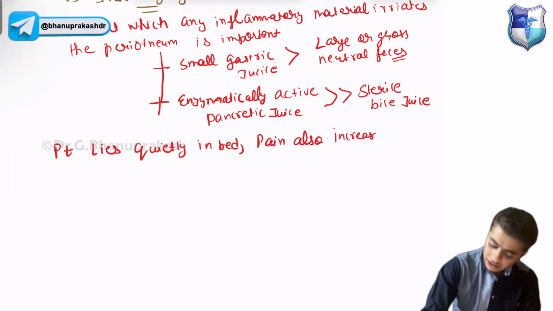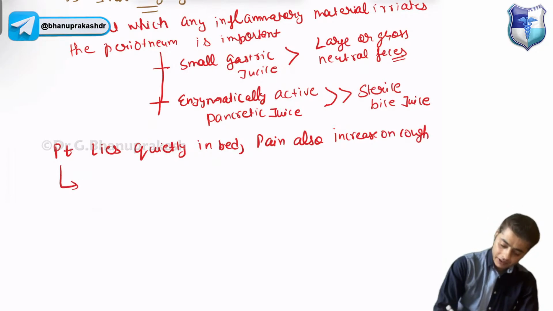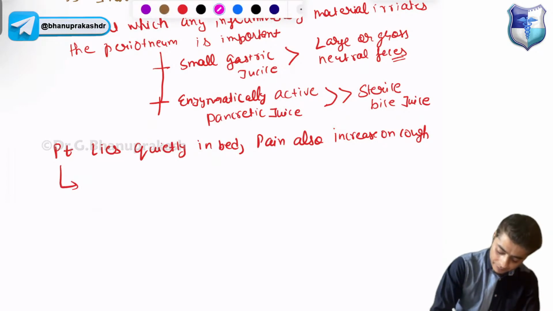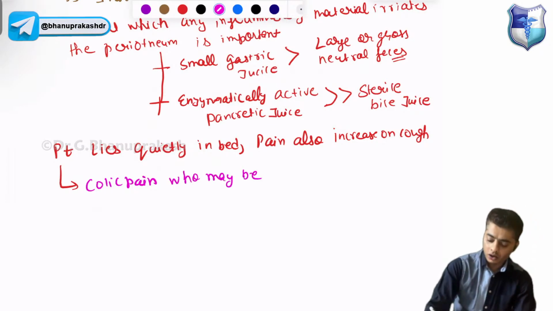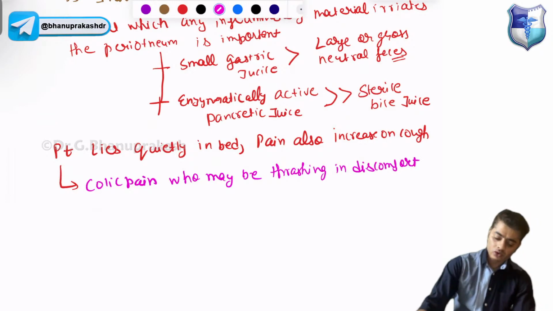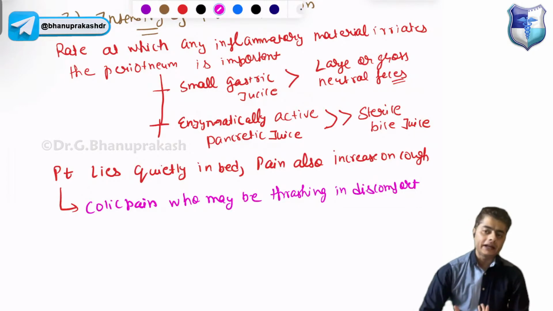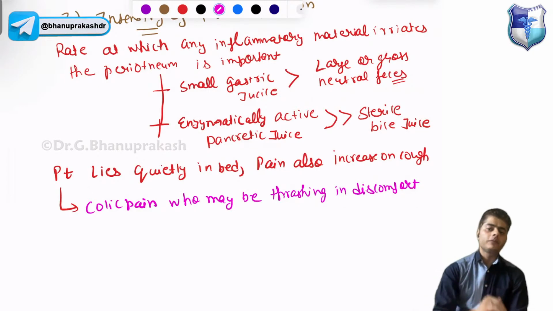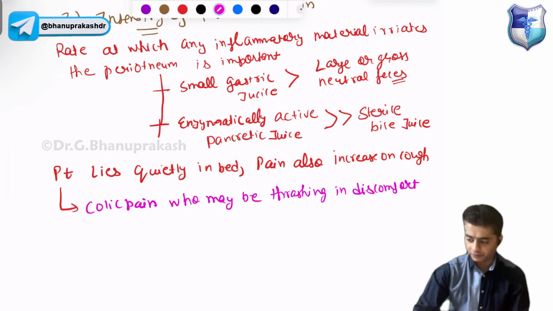also increases on cough, compared to colic pain, where the patient may be walking or thrashing in discomfort. So a patient with parietal peritoneum pain generally sits quiet on the bed as compared to a colic patient, whom you will find in your ward running here and there. So you can also differentiate by this kind of pain.